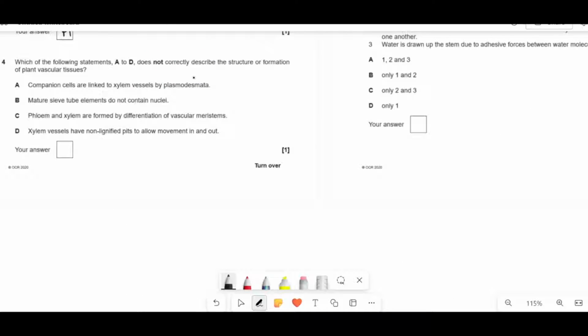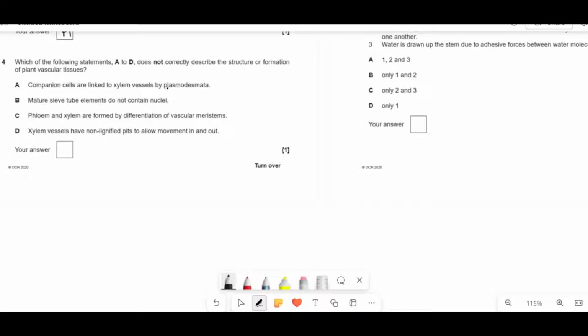Which of the following statements, A to D, does not correctly describe the structure or formation of plant vascular tissue? All this question's asking is which part of these is wrong when it comes to describing the xylem and the phloem, because meristems differentiate into the xylem vessels. The stem cells in the meristems become the vascular cambium, which eventually becomes the xylem and phloem. So it's just asking what's wrong about the description of the xylem and phloem.